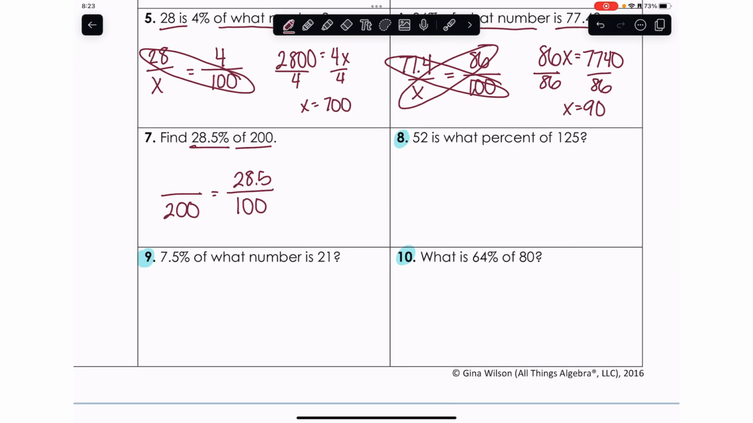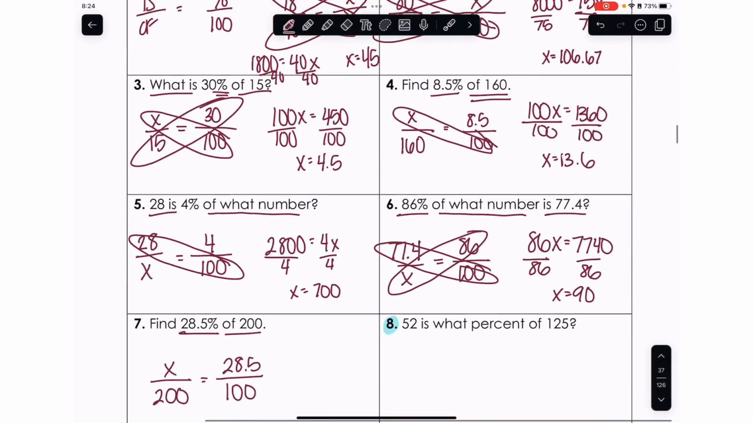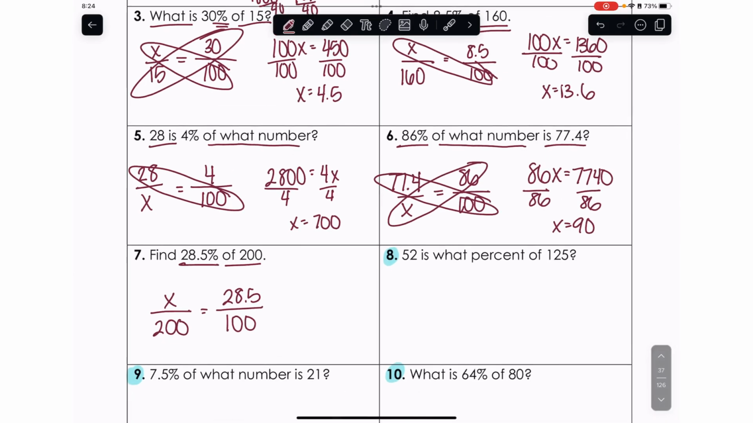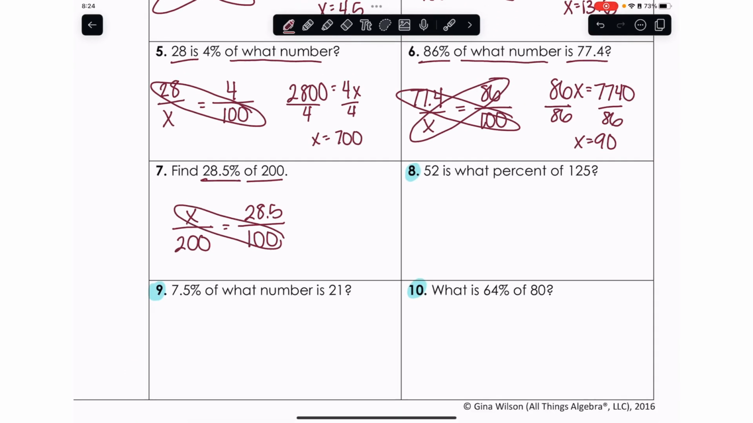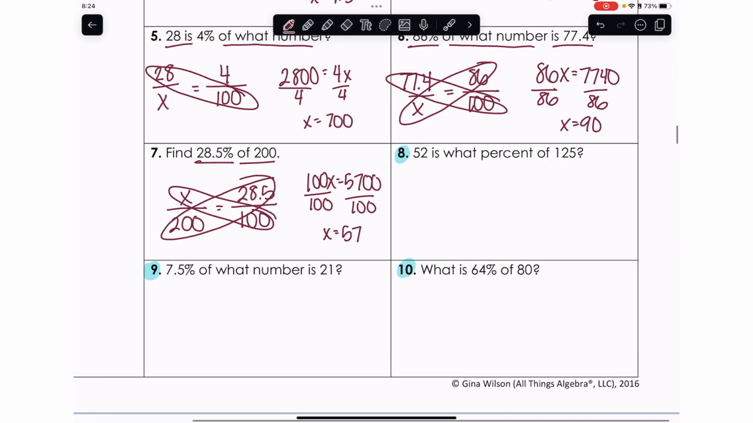I don't even see the word is. So this is just like number 4. So I need to put the x on the top. I'm trying to find what is 28.5% of 200. So then when I cross multiply, I get 100x equals 200 times 28.5, which gives me 5,700. And then when I divide by 100 on both sides, I get x equals 57. Okay, so go ahead and try 8, 9, and 10.